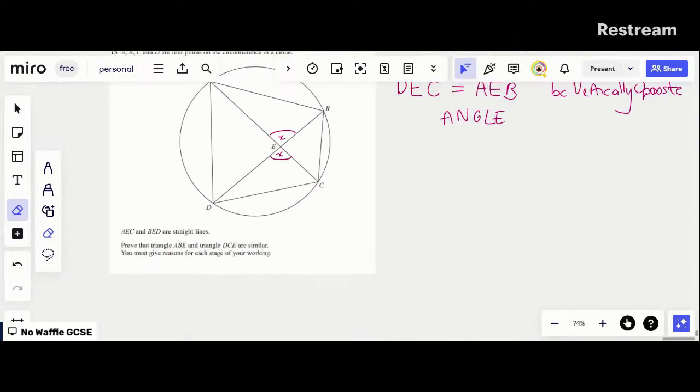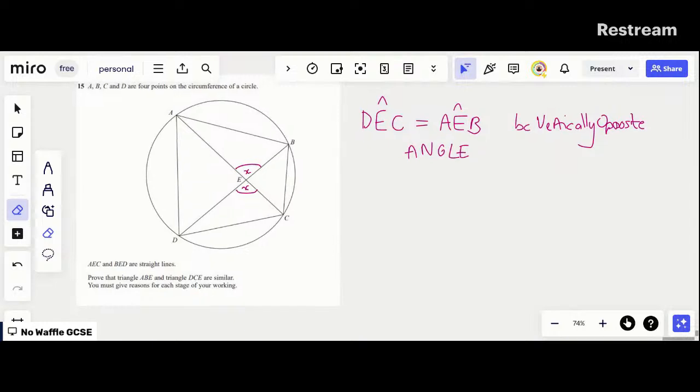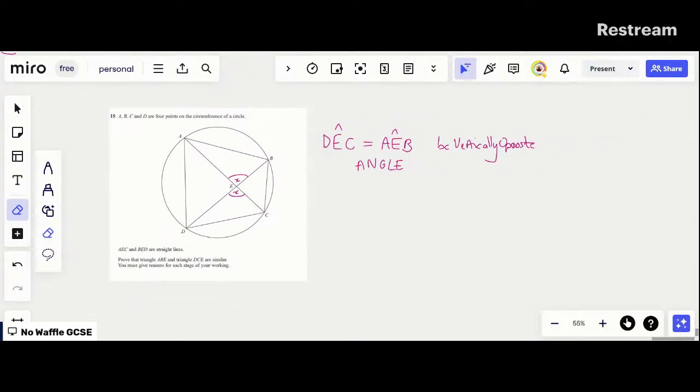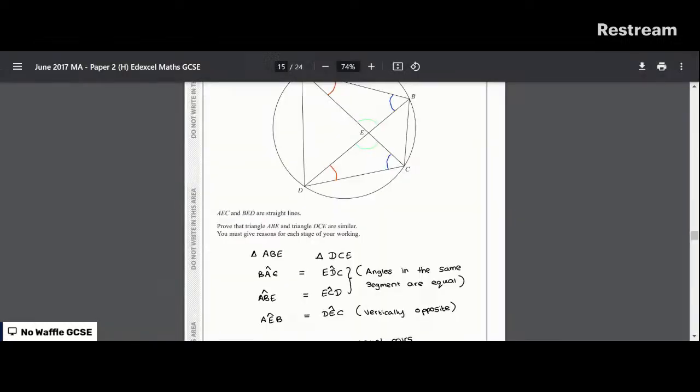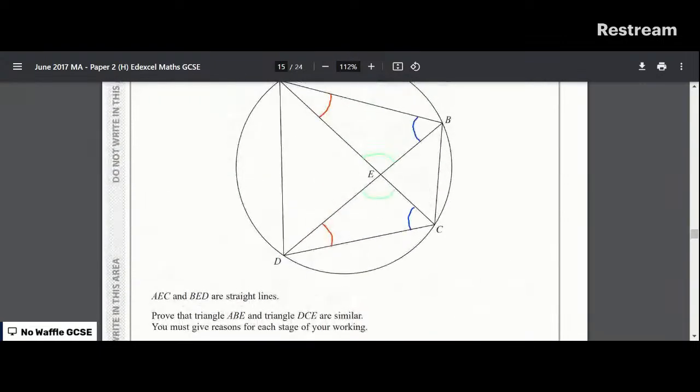Yes, I know angle isn't proof, but we are asked to show that they're similar, and angle shows it to be similar. So that's all you need. For those of you asking, I'll show you the answers here. This method has shown the angle method, as we spoke about.